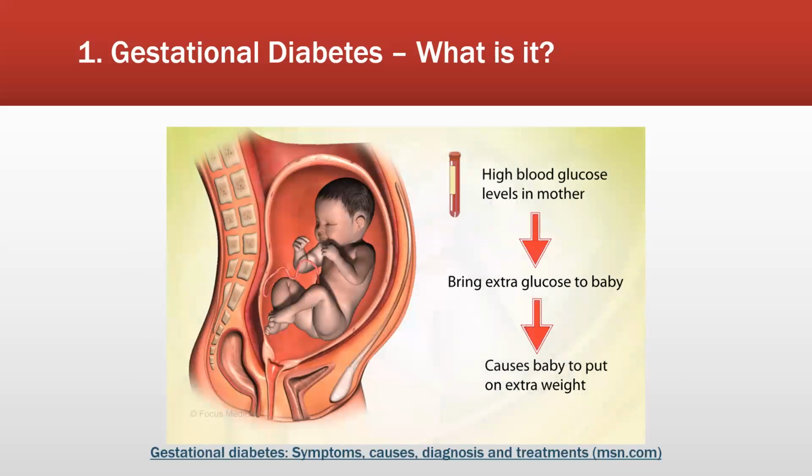So what you see here, obviously, is just a summary of that. The high blood glucose levels in the mother result in extra glucose getting to the baby, and as I'll talk about, can result in rather large babies that may make delivery difficult to impossible.